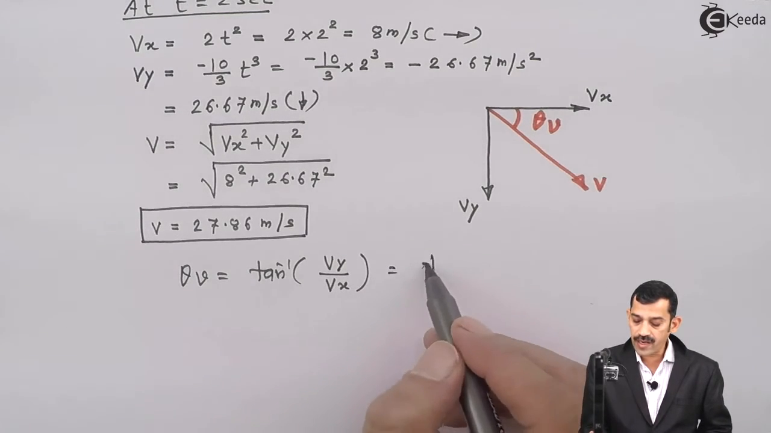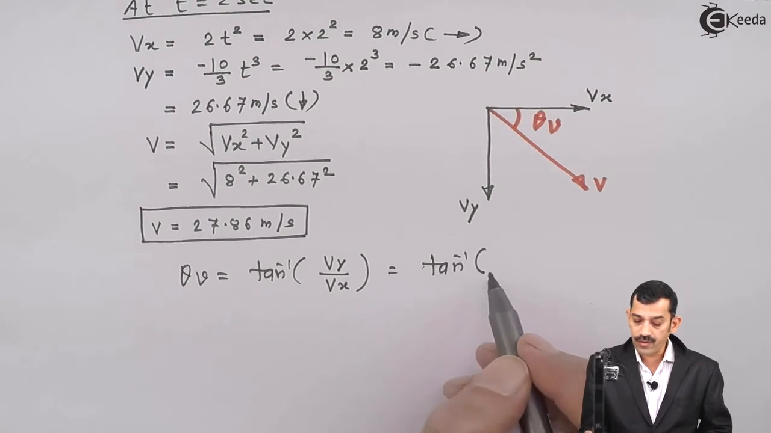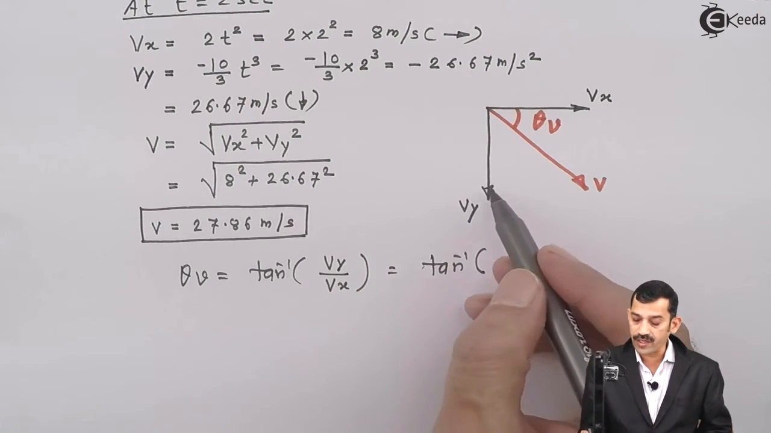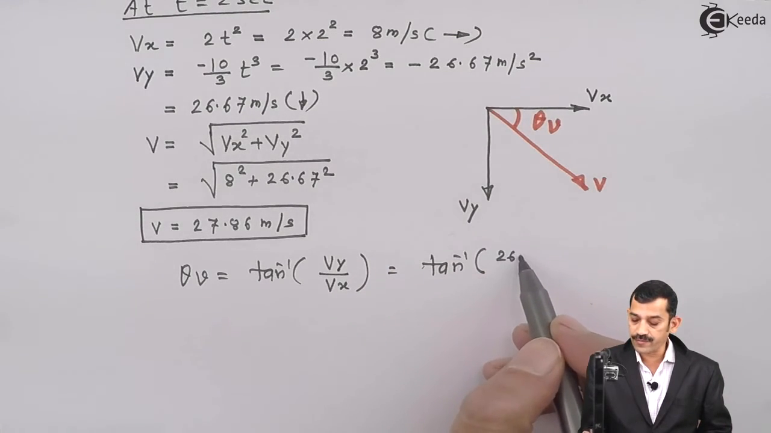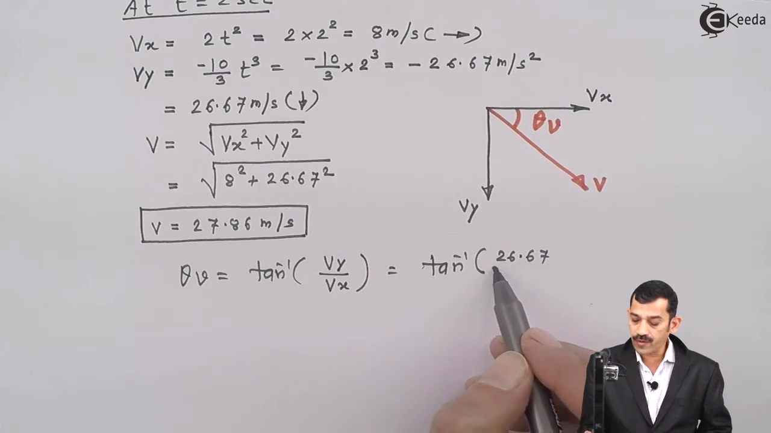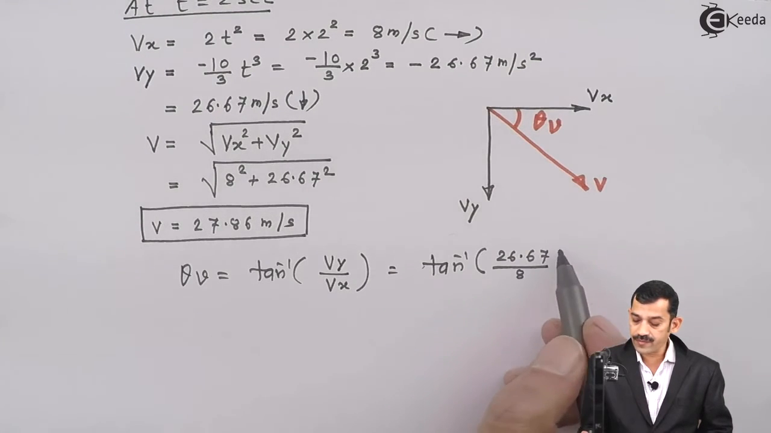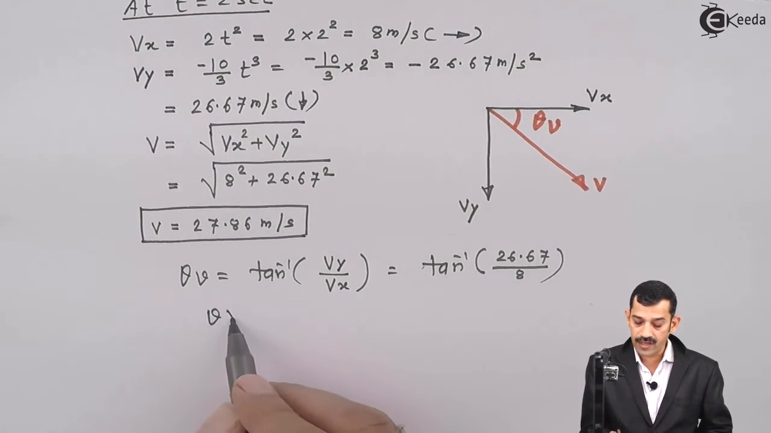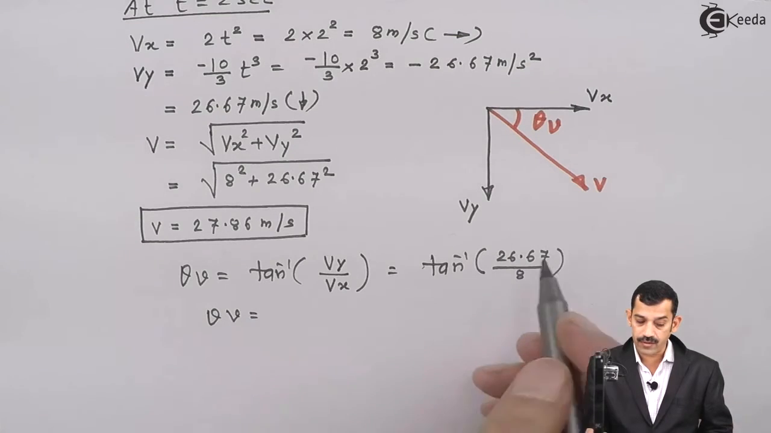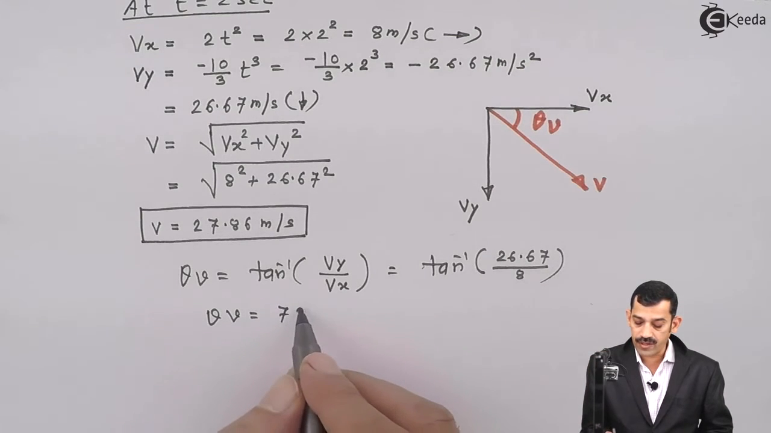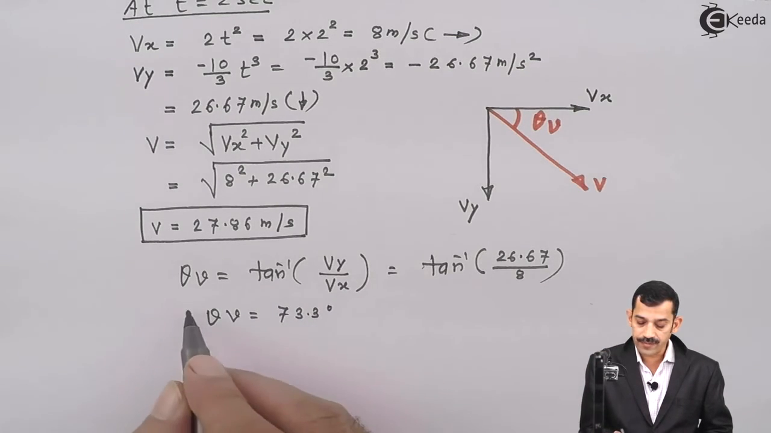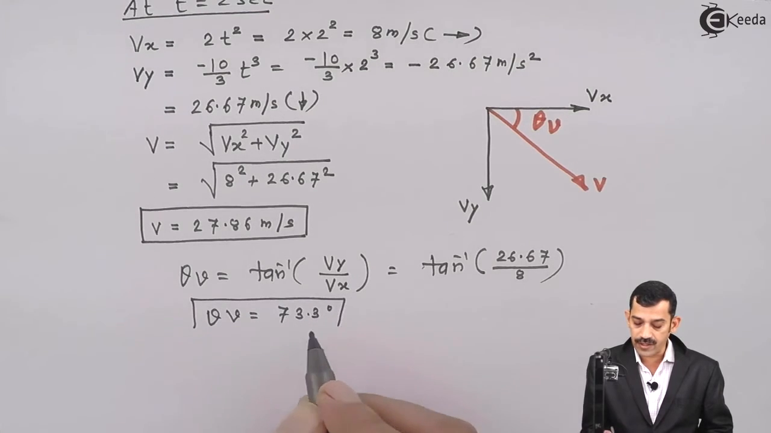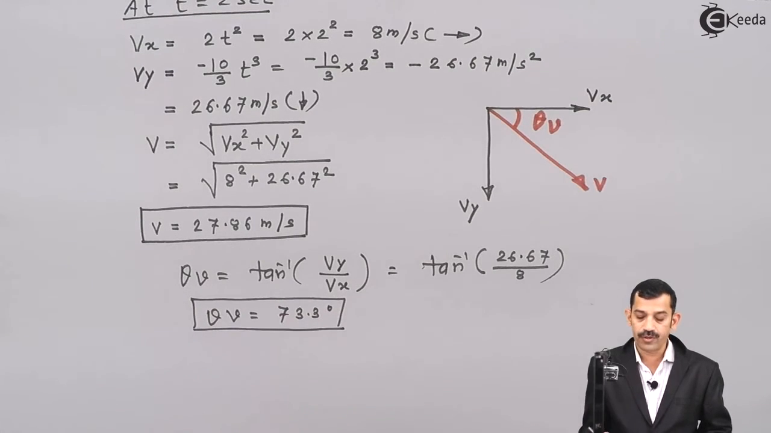Therefore, tan inverse of Vy, you know, 26.67 divided by Vx, which is 8. Therefore, angle theta V, if we calculate using a calculator, comes out to be 73.3 degrees. That means you are getting the resultant velocity, its magnitude 27.86 meters per second and inclination as 73.3 degrees.